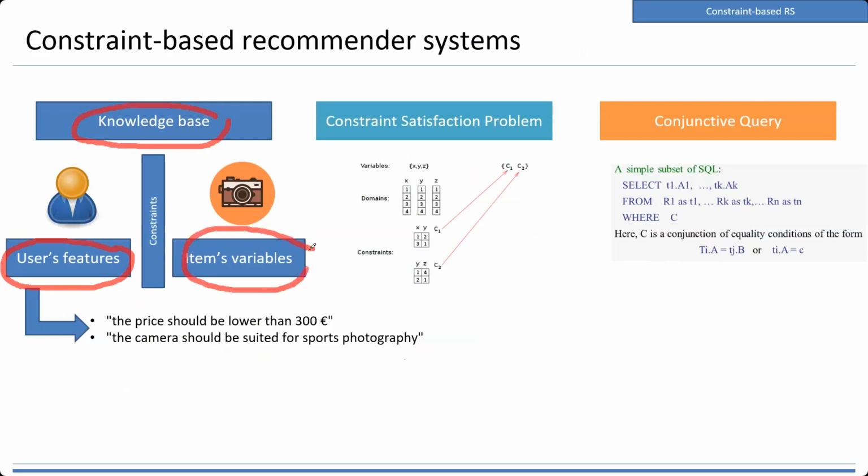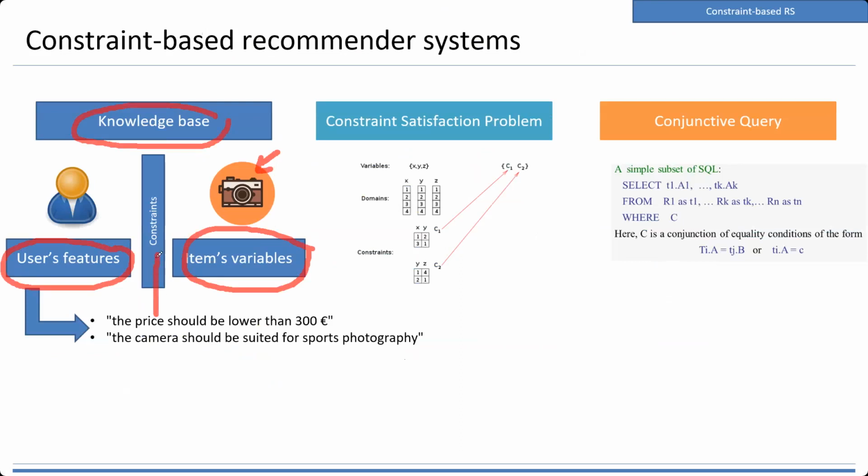Item variables. It means the product variables. Let's say camera. The camera has the pixel size. The camera has the weight. The camera has the size. The camera has options, functions, etc.